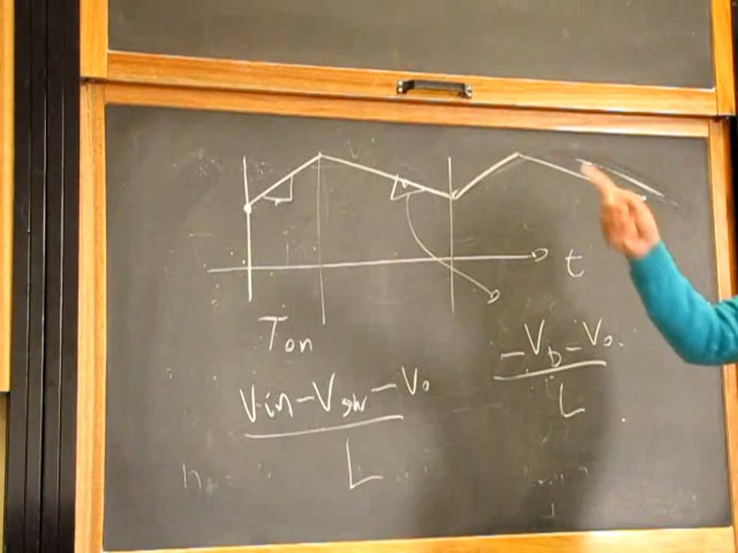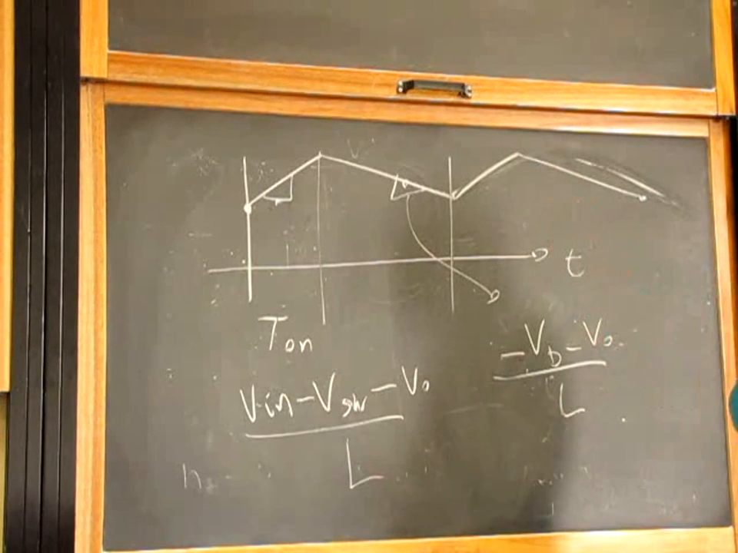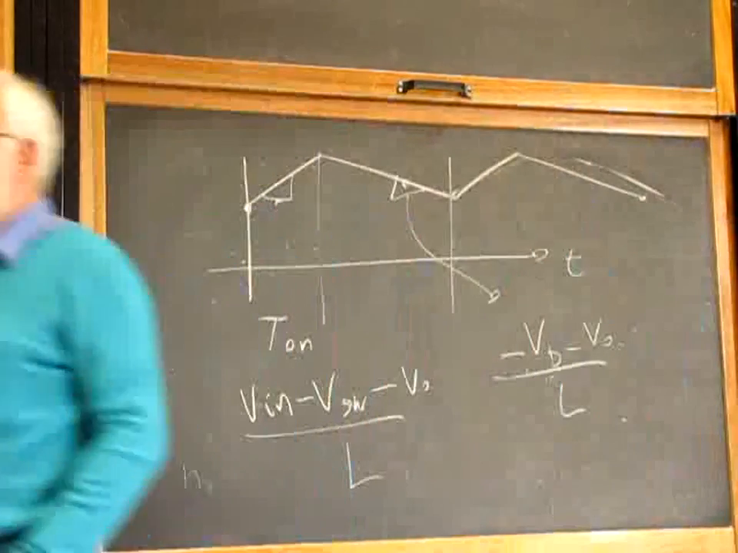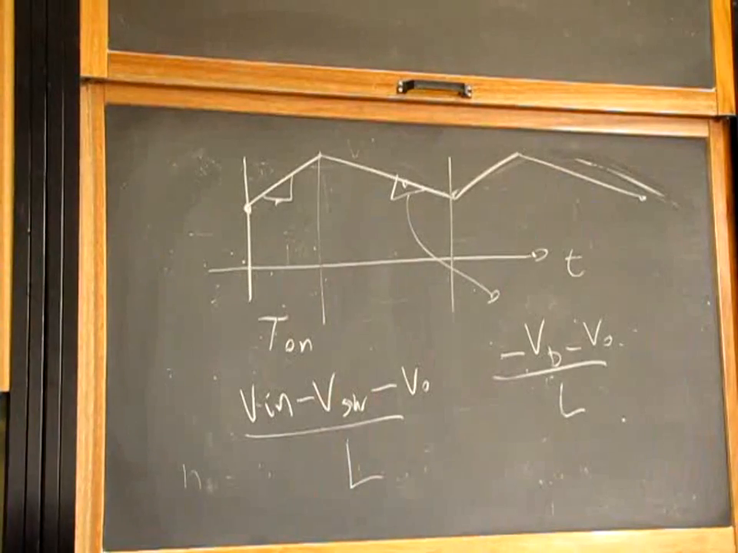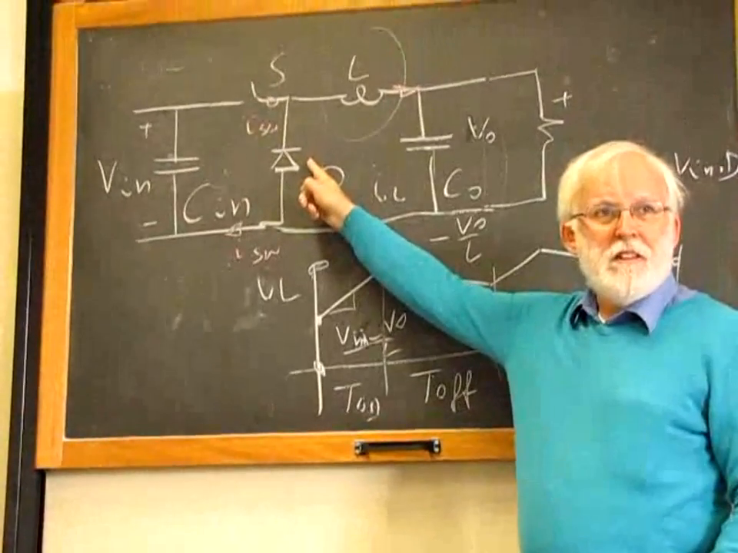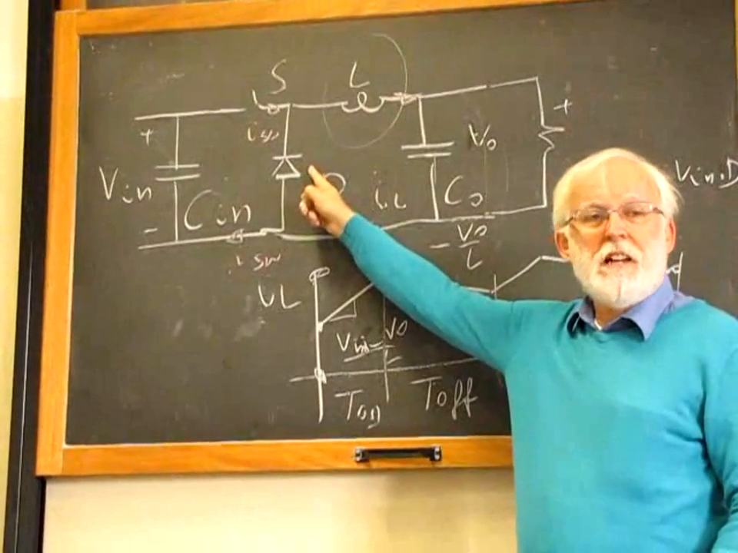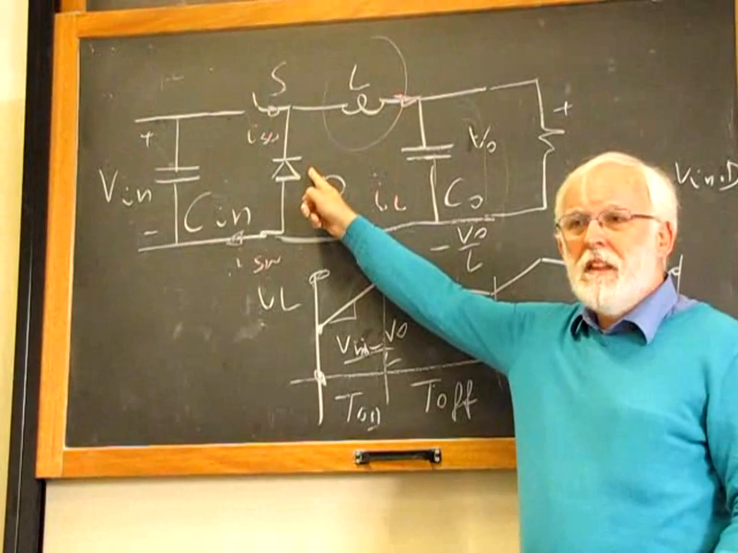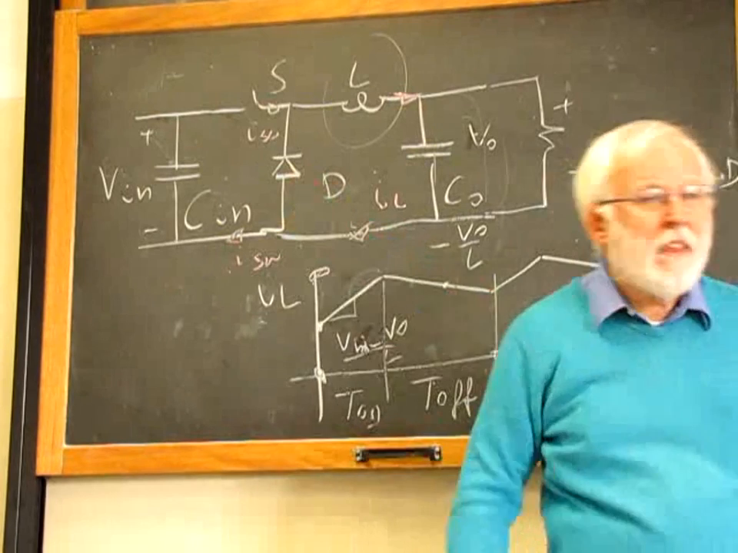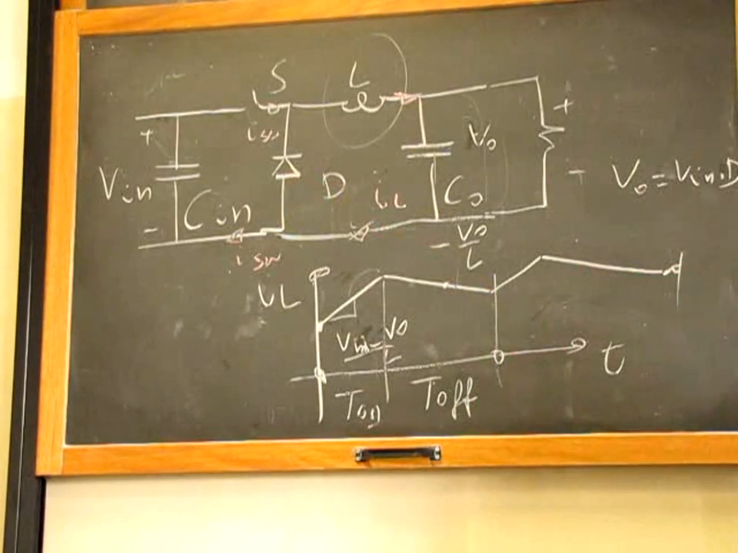Can you still find V out as a function of that? Oh, I forgot to mention that this diode is called the freewheeling diode. In Italian, the diode is called diodo di ricircolo. Freewheeling. I don't know in French. The other one on top.